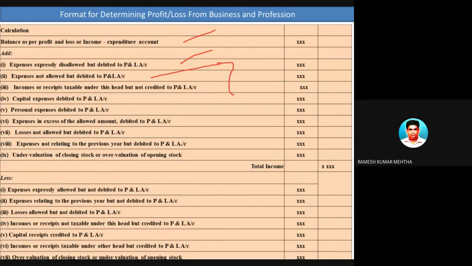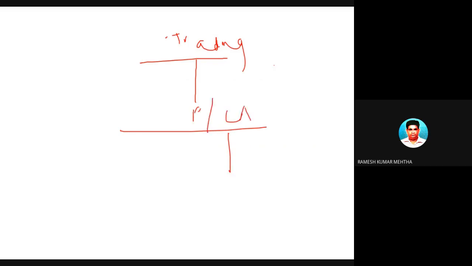So this particular format has to be remembered, not only remembered, it should be understood, it should be properly analyzed. Let's look at the format, and I'm going to explain in detail how the format has come into picture. So balance as per profit and loss account. For example, we are going to be furnished in our numerical problem trading account and profit and loss account, and we will have a net profit here on the credit side of profit and loss account, like for example 5 lakh rupees.